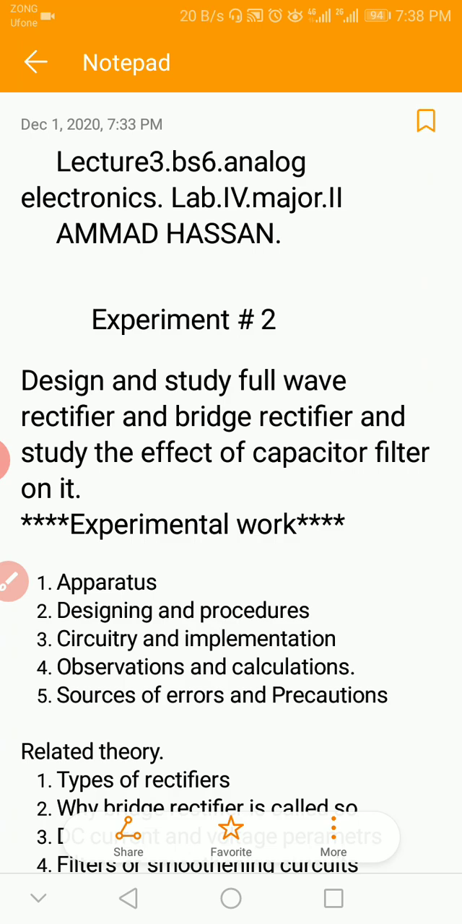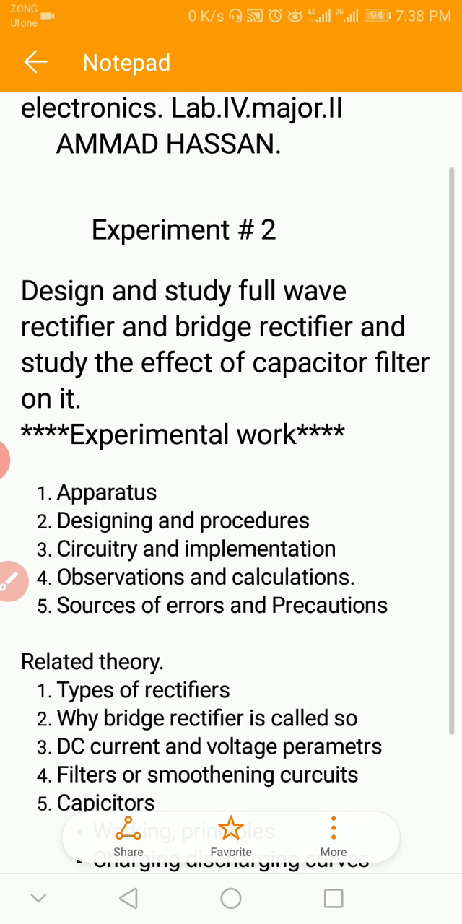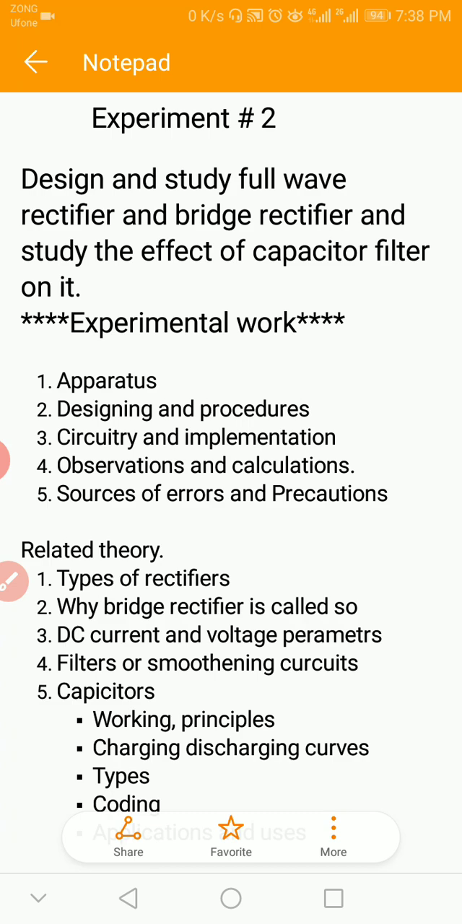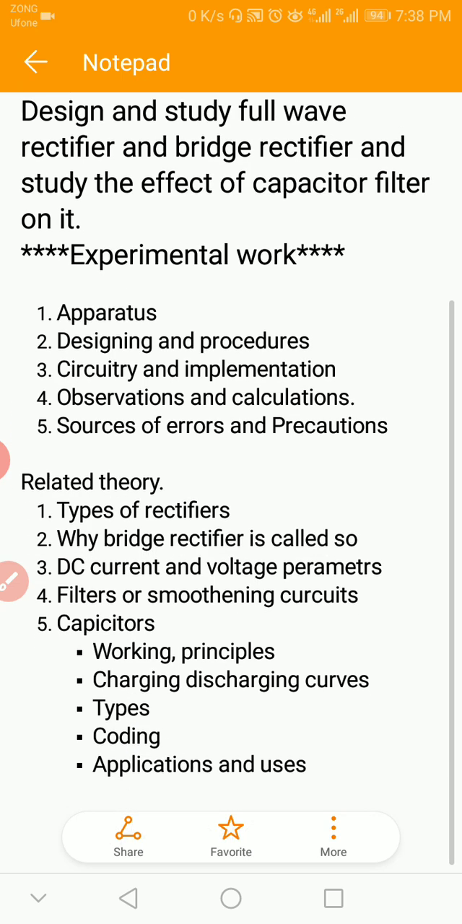Experiment number 2: design and study full wave rectifier and bridge rectifier and study the effect of capacitor filter on its output DC voltages. The experiment is divided into two parts. The first part is experimental work, including, as you know, objectives, designing and procedures, circuitry and implementation, observation and calculations, sources of errors and precautions.